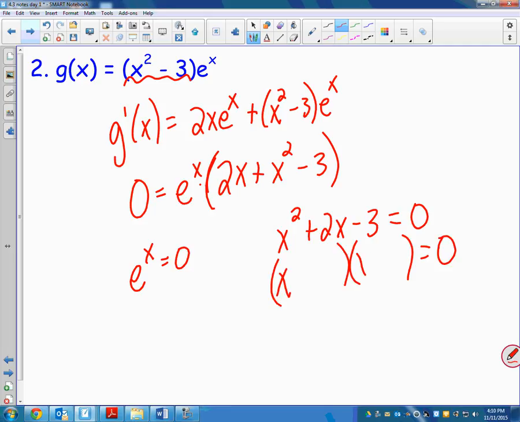And we could factor that into x plus 3 times x minus 1. So we get x equals negative 3 and x equals 1 as critical points. What about e to the x equals 0? If you don't remember the answer to this, you could say, well, ln it, right? That's what you guys always want to do.